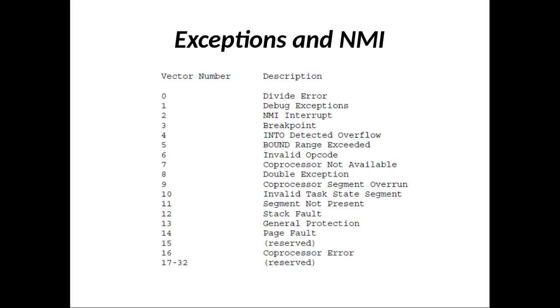So here you can see one term, vector number. So what is vector number? Simple, the number which is assigned to the interrupt can be considered as a vector number or type number. Okay, so each interrupt has one number associated with it. So consider first exception. Which is first exception listed here? Divide error, that is divide by zero error.